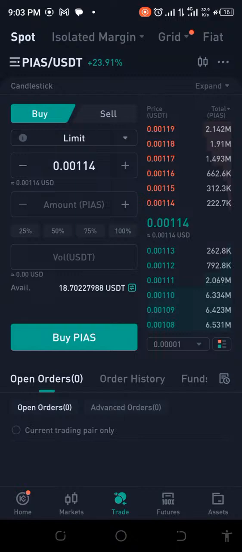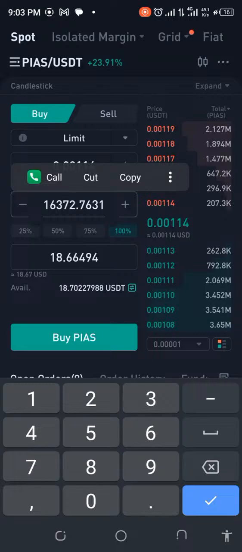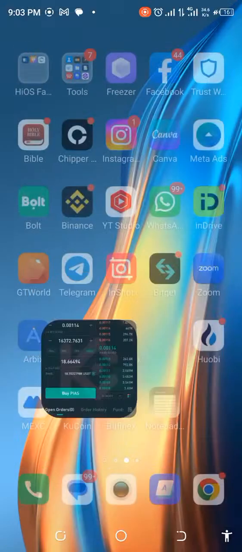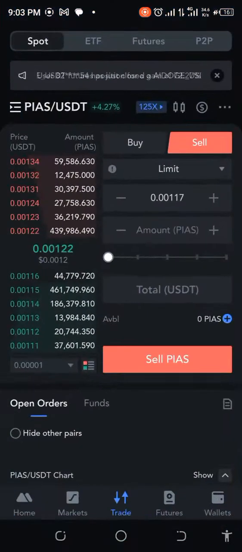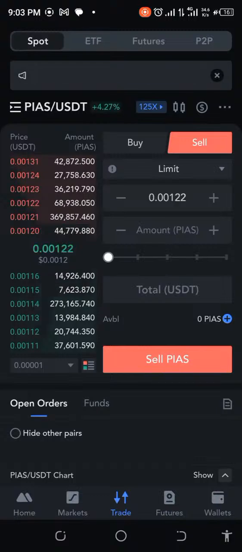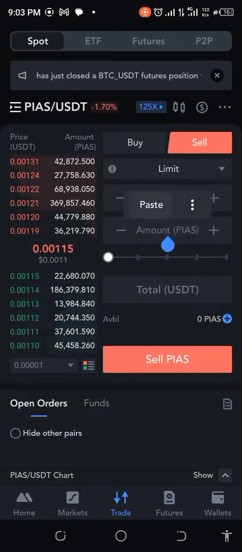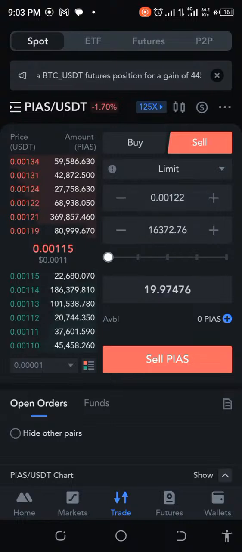Let's see, we have 18.7 USDT. So let's just quickly pick that up. All right, so let's quickly do this because we don't want to waste time. So let's go ahead and check what this is looking like, okay? And then, wow, this is 19.97. This is looking like a good one.